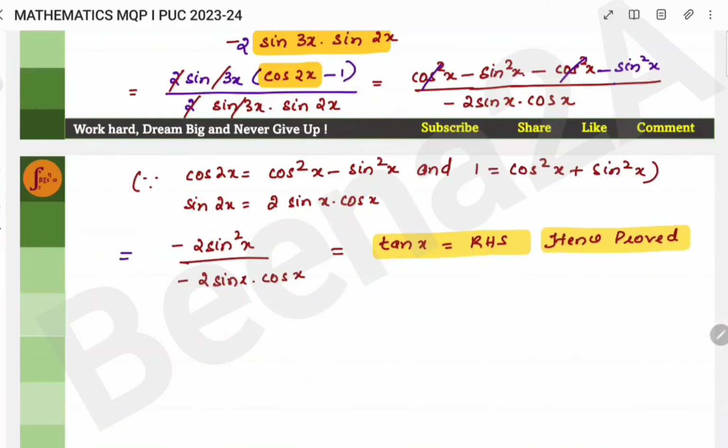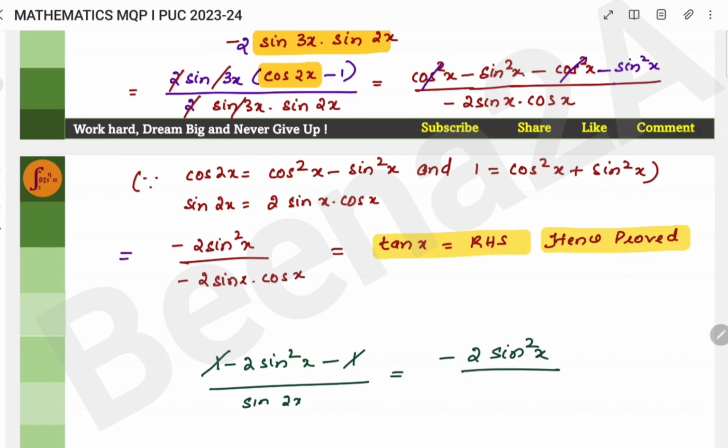Here you can write cos 2x. What is cos 2x? It is nothing but 1 minus 2 sine square x. And then you already have 1 here, so this 1 and 1 will get cancelled. And then you have sine 2x in the denominator. So this will be nothing but minus 2 sine square x by sine 2x.